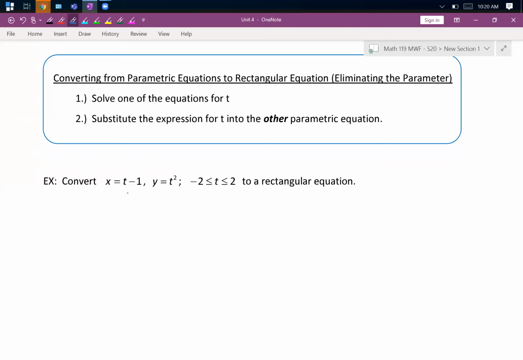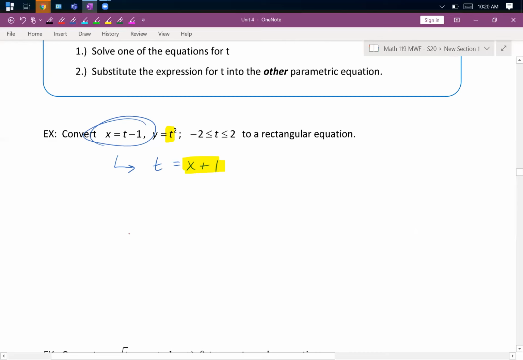So it'll be easy to solve this one for t. We're going to get that t is equal to x plus 1. And then all we got to do now is take this and plug it in here and clean it up. We end up with y equals (x plus 1) squared.